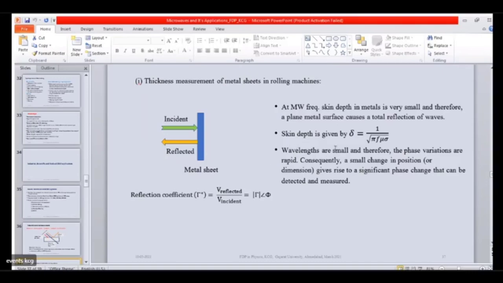And the microwaves have small wavelength, therefore the phase variations are rapid. The meaning of this is that if microwave radiation is made incident on a metallic sheet, then it reflects this microwave, and the phase of this reflected signal can be measured. If the phase remains constant, that means the thickness of the sheet is constant. But if some minute change in the thickness of the metal sheet takes place, then there will be a change in the phase of the reflected signal. Phase is a measurable quantity. So from the change in the phase of the reflected wave, one can say that the thickness of the metal sheet has changed. In this way, one can monitor the thickness of the metal sheet.